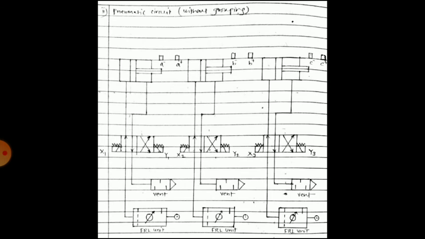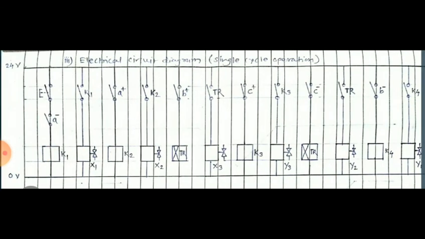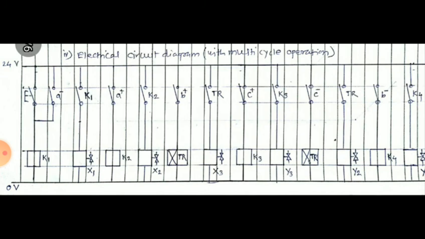So when Y1 is activated, it will energize, and there is a change in position. There will be the cross flow, resulting in the return stroke of cylinder A. So this is the electrical circuit diagram for single cycle operation. When you require repetition of cycles, connect the A minus switch in parallel in the circuit, directly to the 24 volt supply line, so that you will get the repetition of cycles. Remaining circuits will be the same.